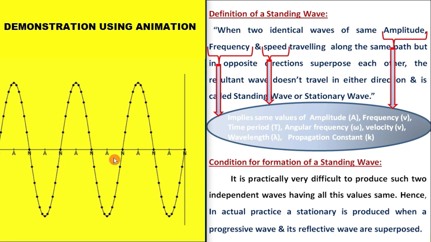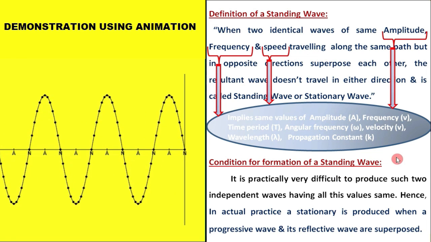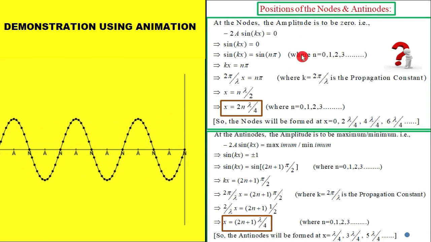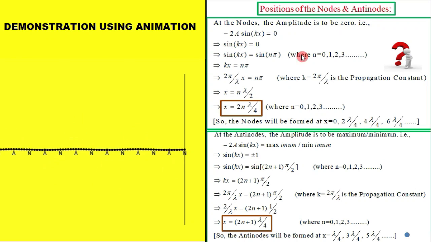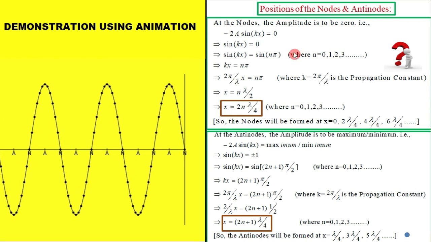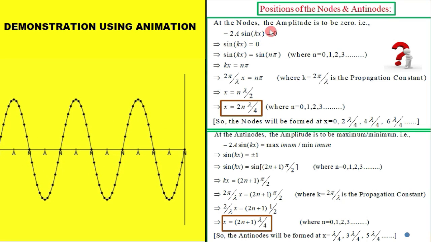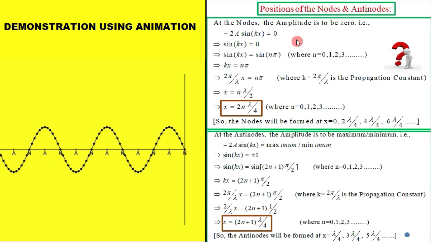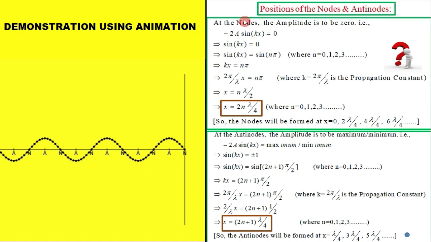But it is from a diagram. How will we prove it mathematically? Let us check how we can prove that mathematically. Positions of nodes and antinodes. What did we get in the first equation? In the first equation we got y equal to minus 2a sin kx into cos omega t, and there I have mentioned that this minus 2a sin kx is the amplitude part.